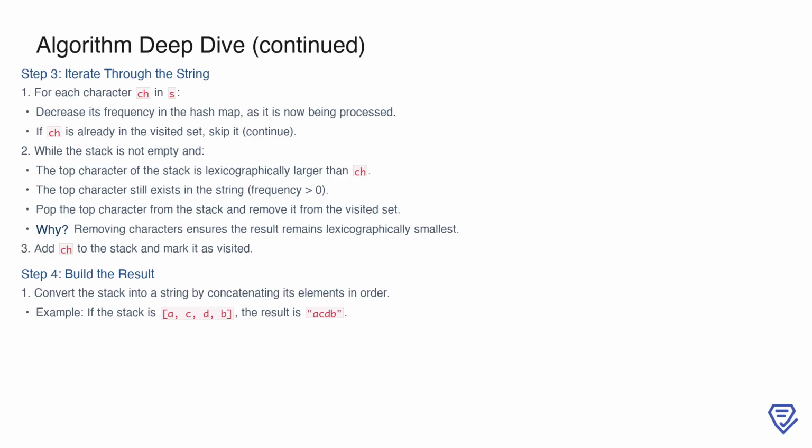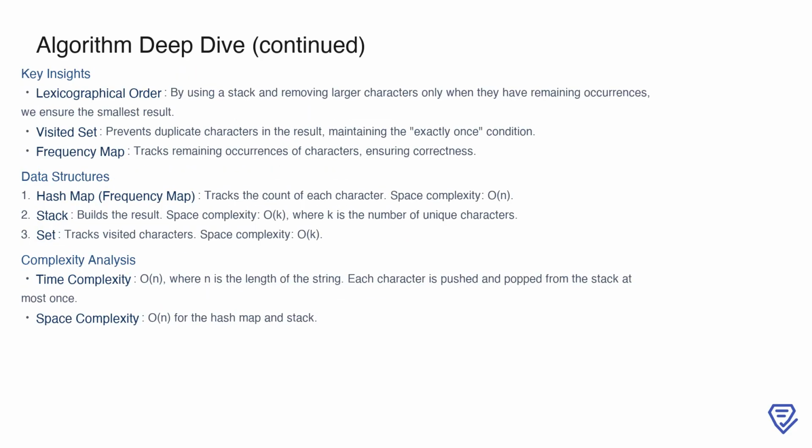Finally, to generate the result, we simply concatenate the characters in the stack. For example, if the stack contains A, C, D, B at the end of the iteration, the resulting string will be ACDB. Several key insights make this algorithm work efficiently.